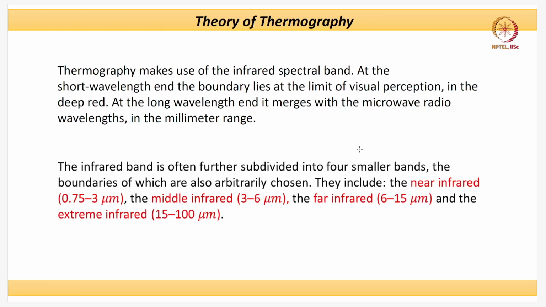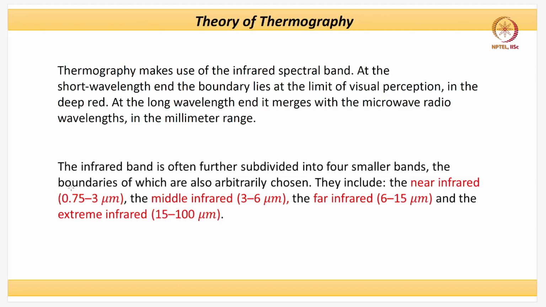The infrared band is often subdivided into 4 smaller bands. They are the near infrared, which is 0.75 to about 3 microns, right at the edge of the visual limit. And then the middle infrared from 3 to 6 microns. The far infrared from 6 to 15 microns. And the extreme infrared from 15 to 100 microns.